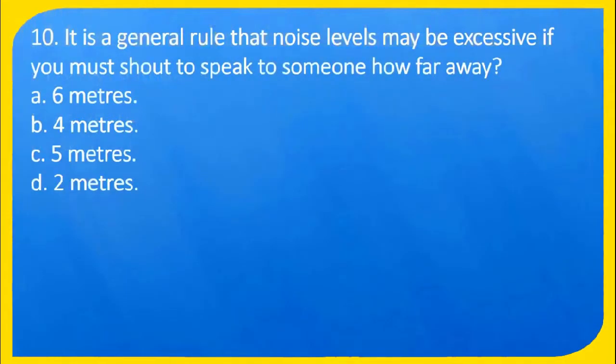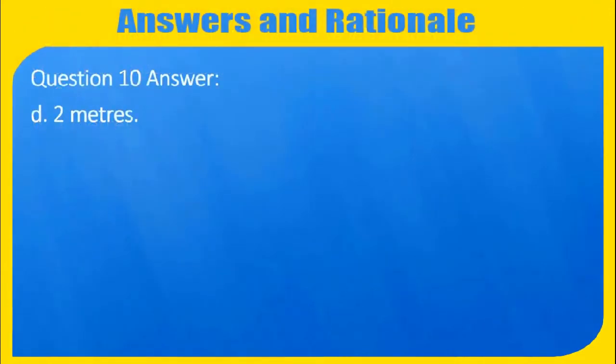Question 10. It is a general rule that noise levels may be excessive if you must shout to speak to someone. How far away? A. 6 meters. B. 4 meters. C. 5 meters. D. 2 meters. Question 10 answer, D. 2 meters.